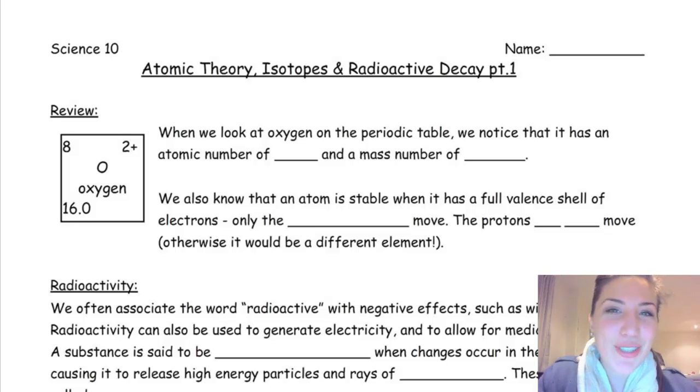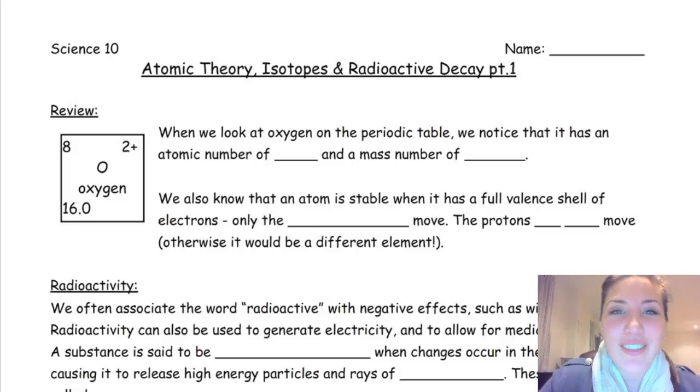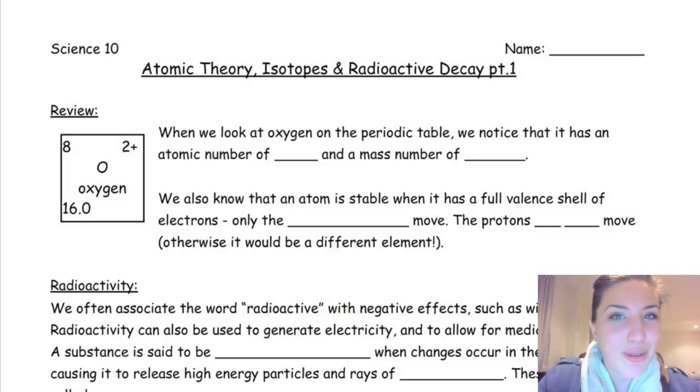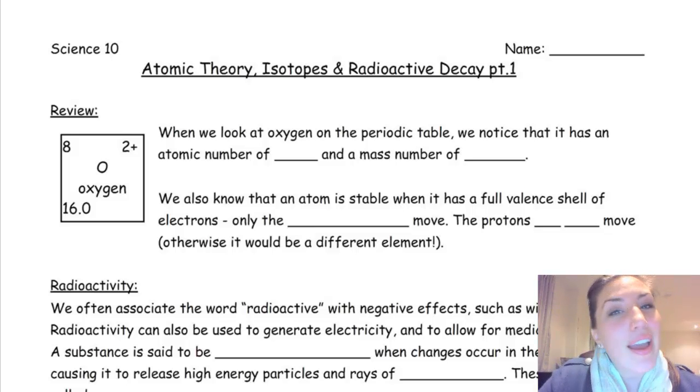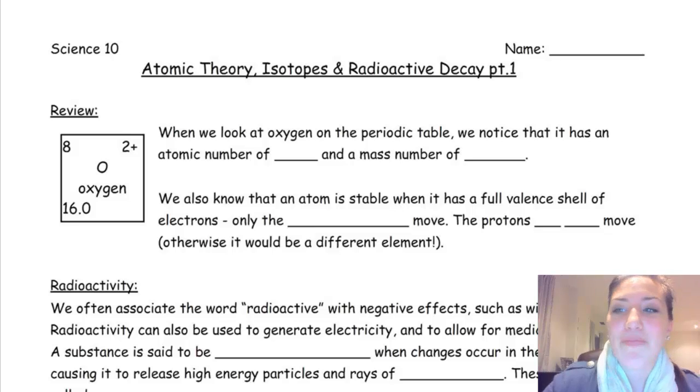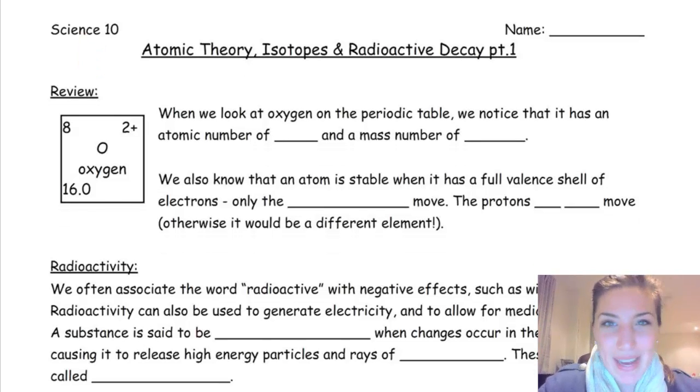Hi, and welcome to Chapter 7, Lesson 1, where we are going to be starting our little chapter on radioactivity. So today we have a little bit of an introduction, a reminder of what isotopes are, and a little look at radioactive decay. Next day we will look specifically at alpha, beta, and gamma decay. So today let's start with a little review.